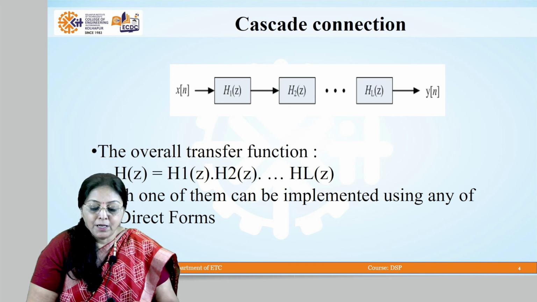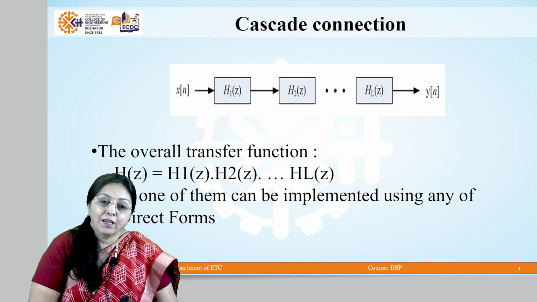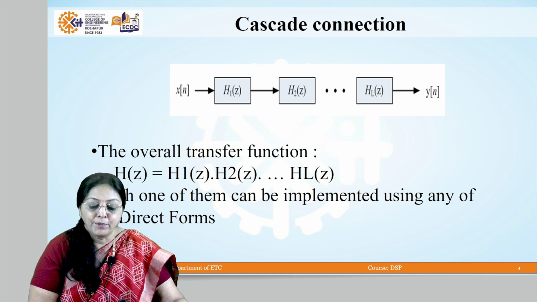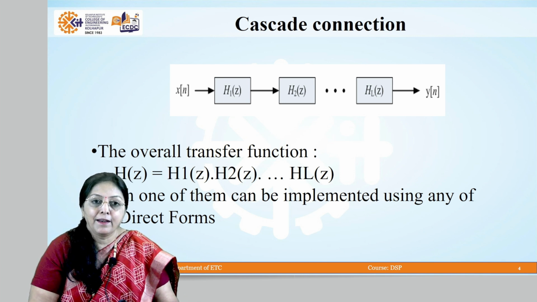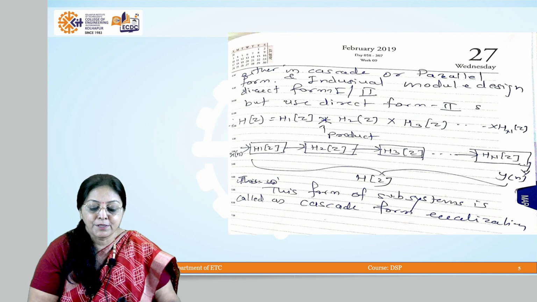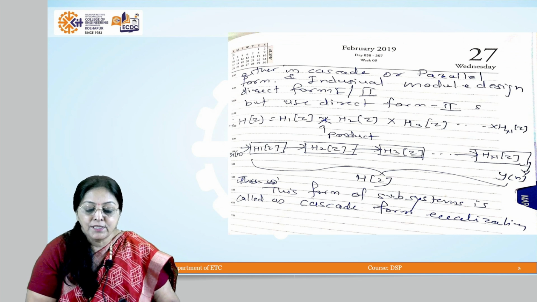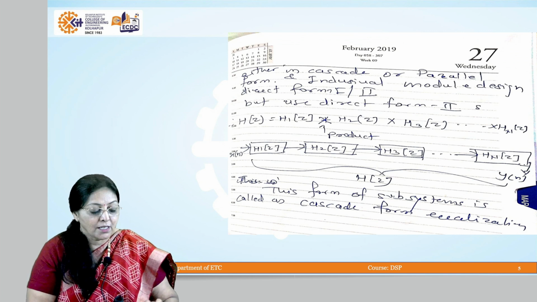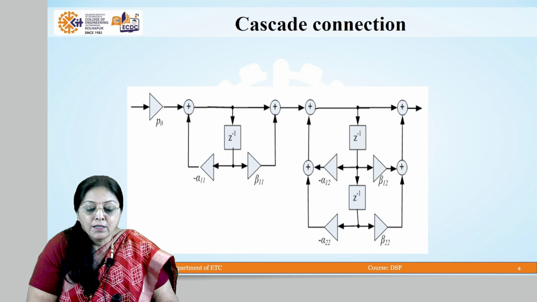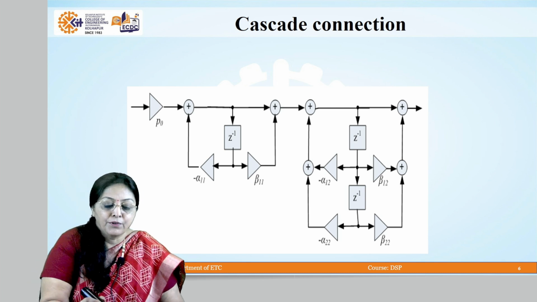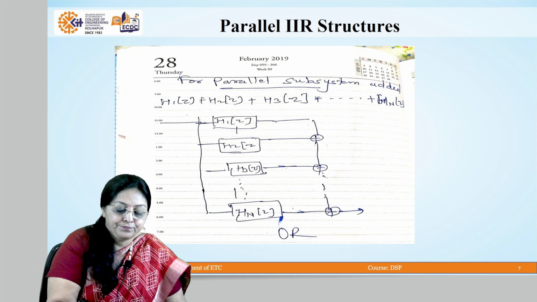Each one of them can be implemented using any one of the direct forms. Any direct form can be used, but generally we prefer direct form 2 because we require less hardware for that purpose. So this is the cascade connection again, H1(z) multiplied with H2(z), H3(z), and y(n) is the output.